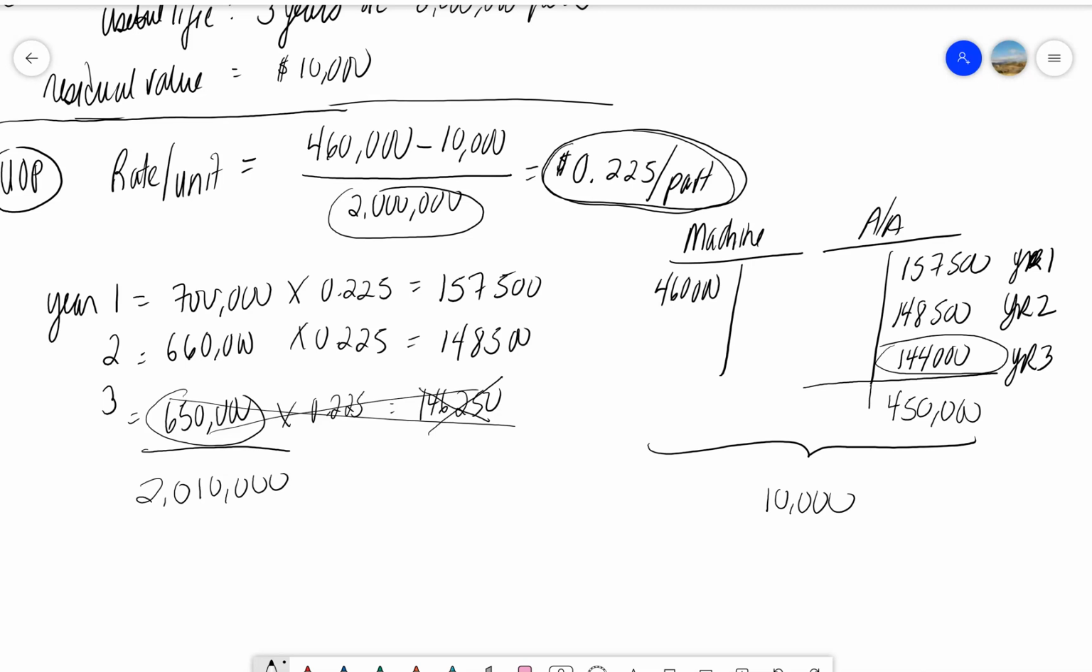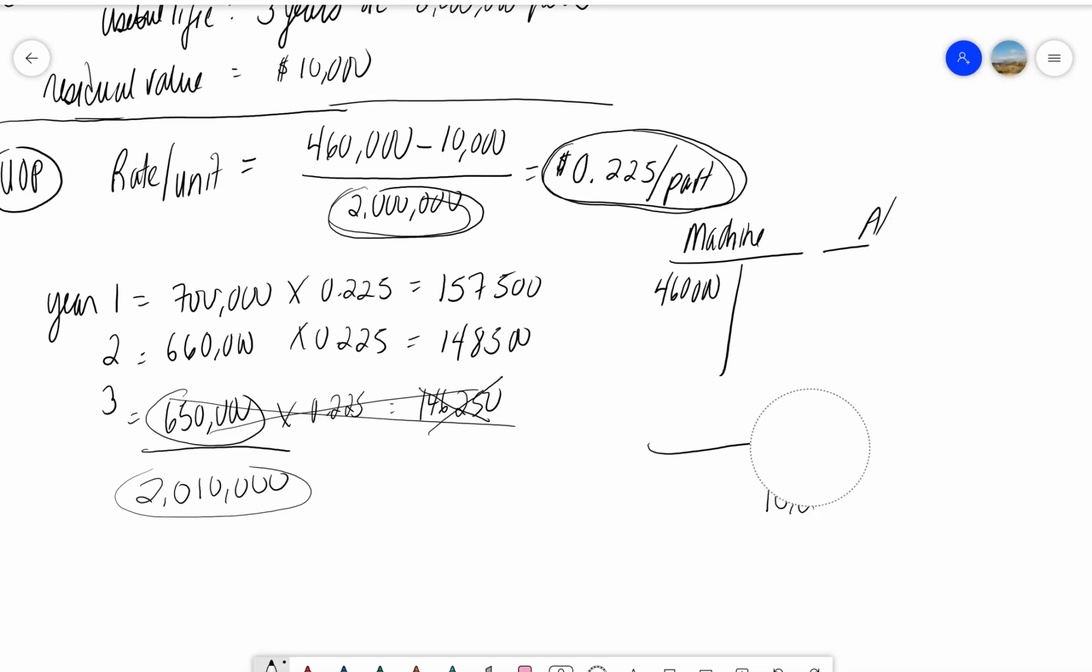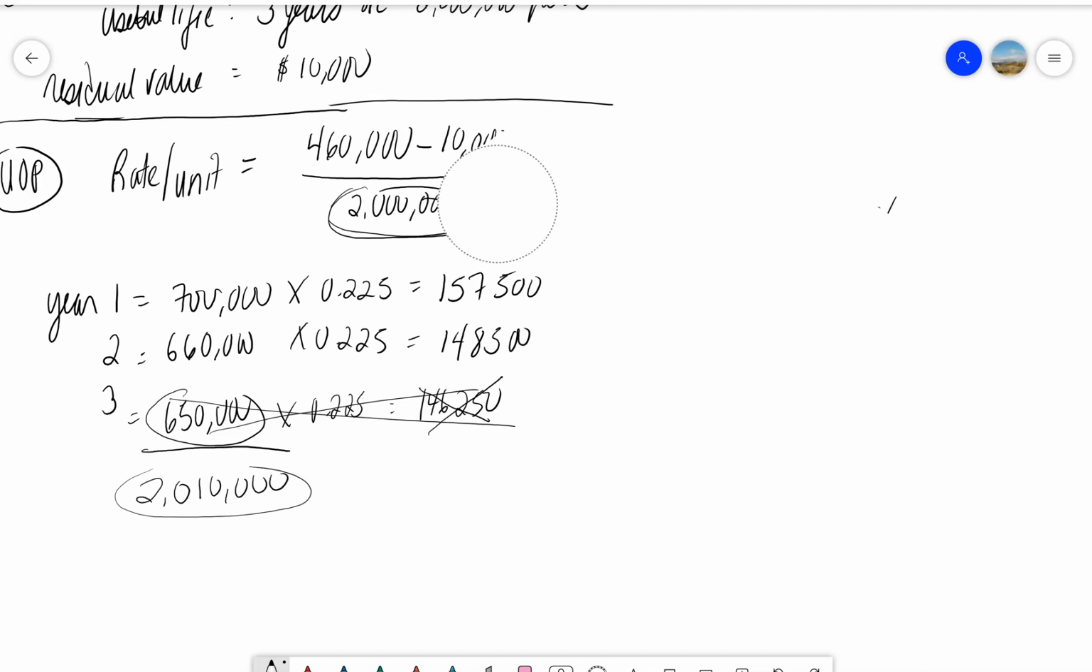And once again, the only reason for that is that we actually produce more parts than we estimated. And so our estimate was based on 2 million parts. And so we're going to just figure out what we need in year three to get our total accumulated amortization to the 450,000. That's going to leave our book value equal to our residual value. So that's an example of units of production. Let's then clean this up and move on to the third method, which is double declining balance.